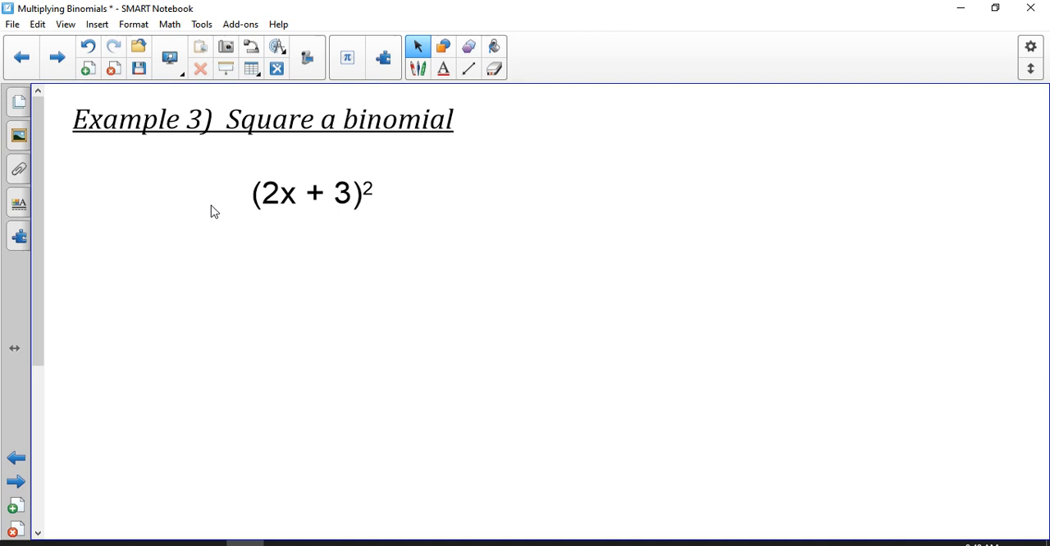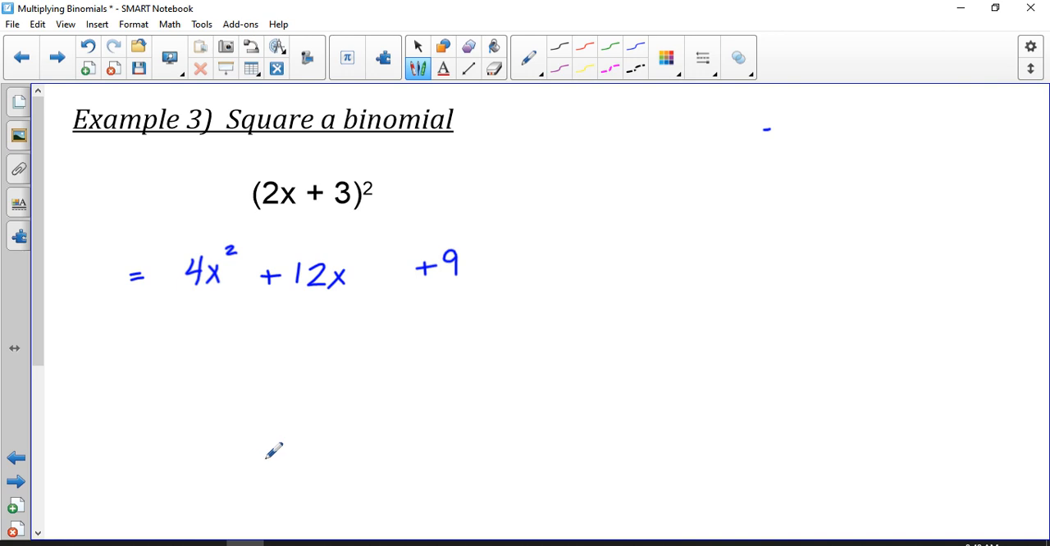Okay, let's try an example. So (2x plus 3) squared. Using our shortcut method, to square this binomial we square the first term. So 2x squared would be 4x squared. Then at the end, we square the last term. So 3 squared is positive 9. And then the middle term is going to be 2x multiplied by 3 and then doubled. So 2x times 3 is 6x. Doubling 6x gives us 12x. So 4x squared plus 12x plus 9.